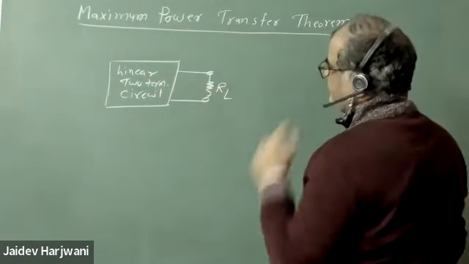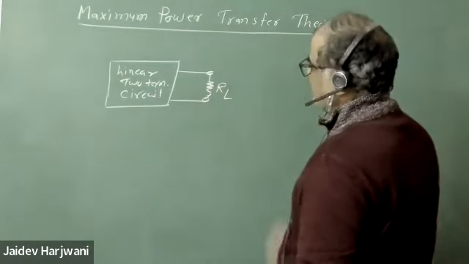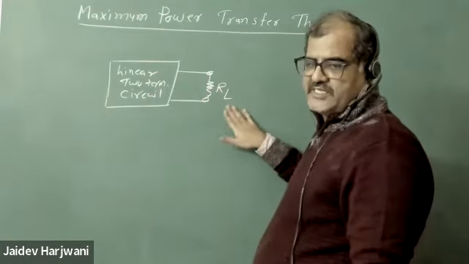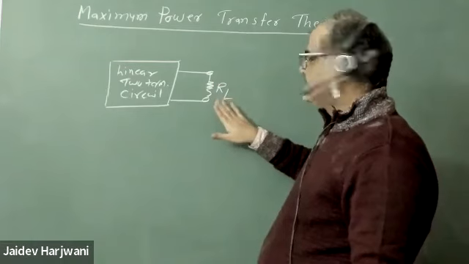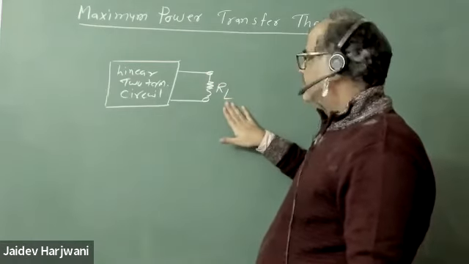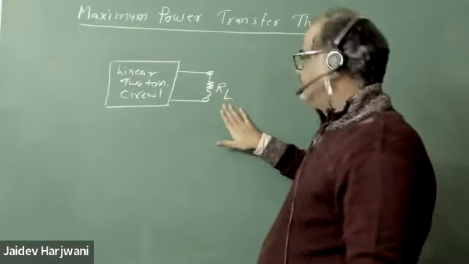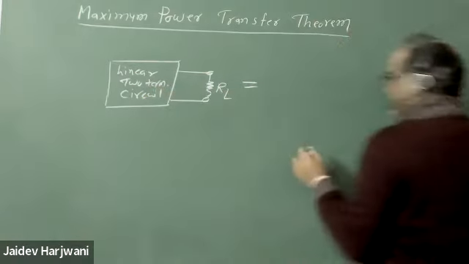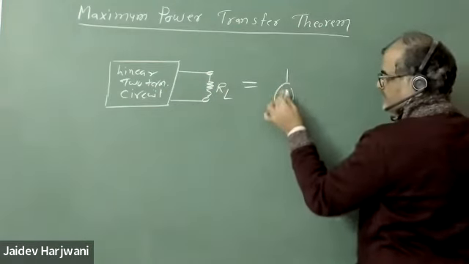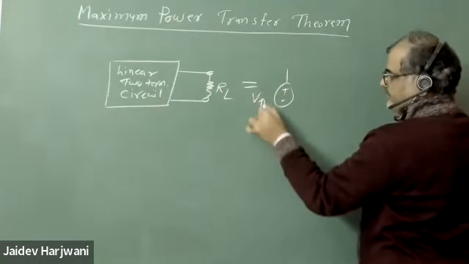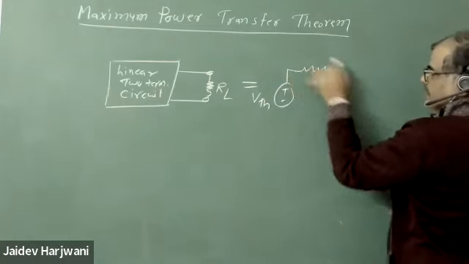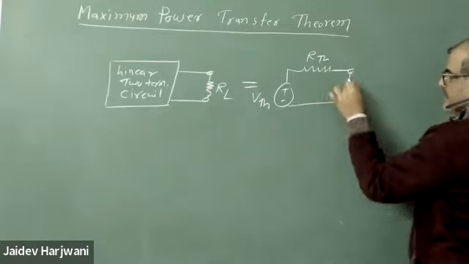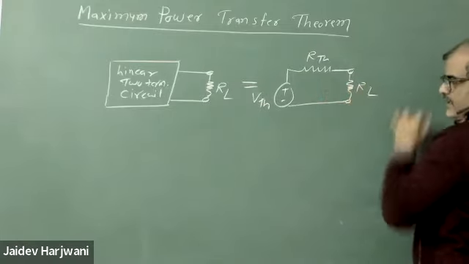Now maximum power transfer theorem says that if maximum power has to be transferred to this resistance RL, then this RL should be equal to the R Thevenin resistance. So I can replace this two terminal circuit by an equivalent circuit, say VThevenin and R Thevenin, and this is my RL.